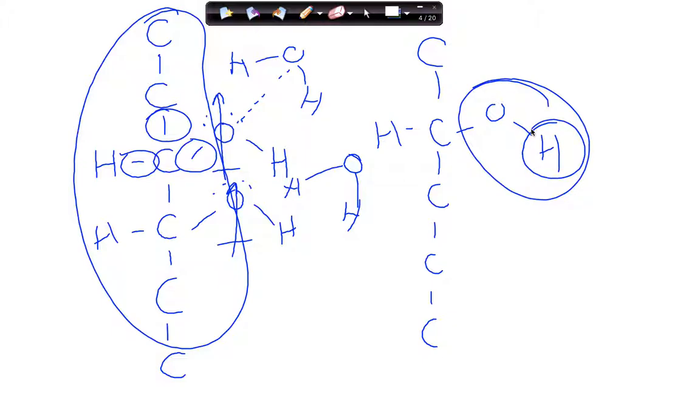It doesn't just happen in water. If you've got an oxygen bound to a hydrogen, this hydrogen will be a naked proton. So the forces that exist when water dissolves sugar, those are actually hydrogen forces. They're not just dipole-dipole forces. So the take-home message is hydrogen forces occur, rather than just dipole-dipole forces, when the hydrogen is bonded to oxygen, nitrogen, or fluorine.